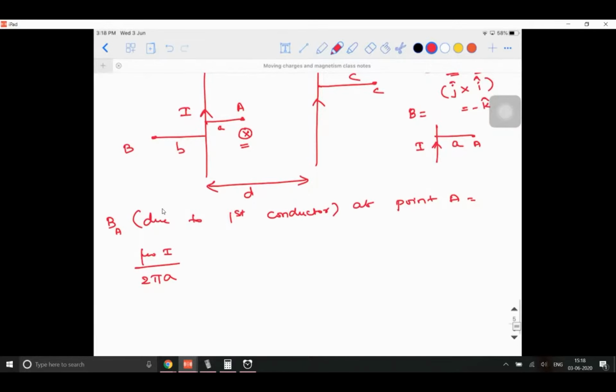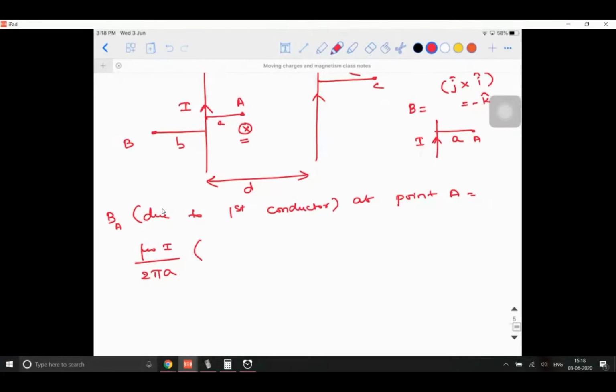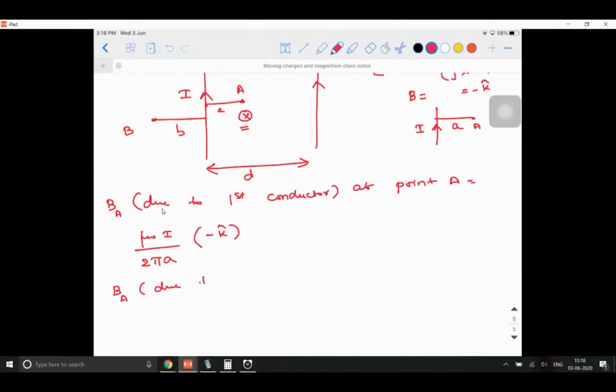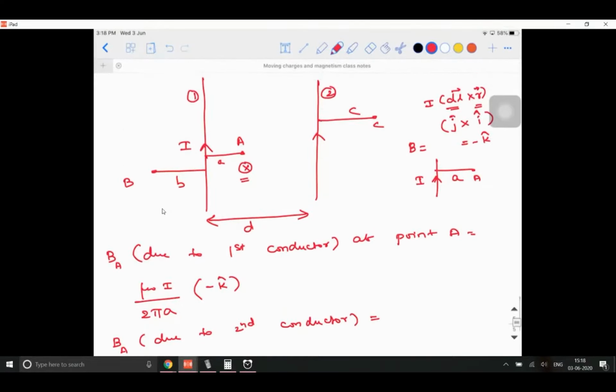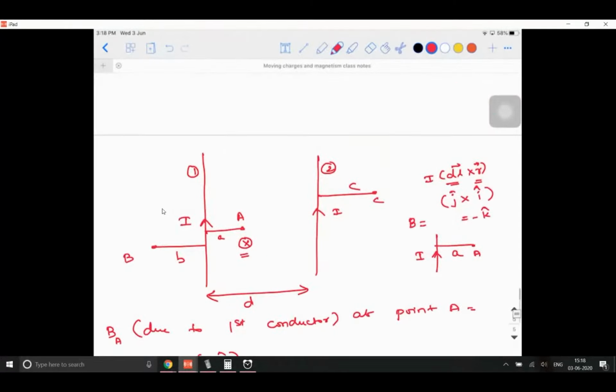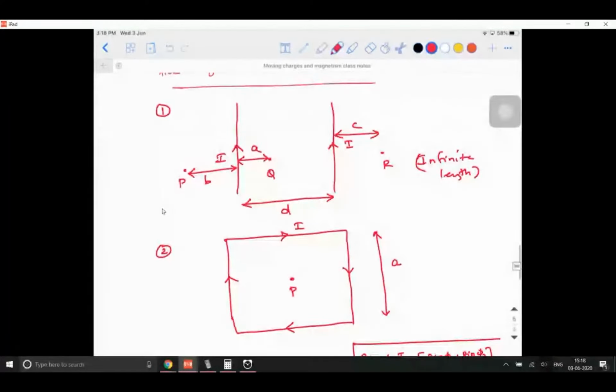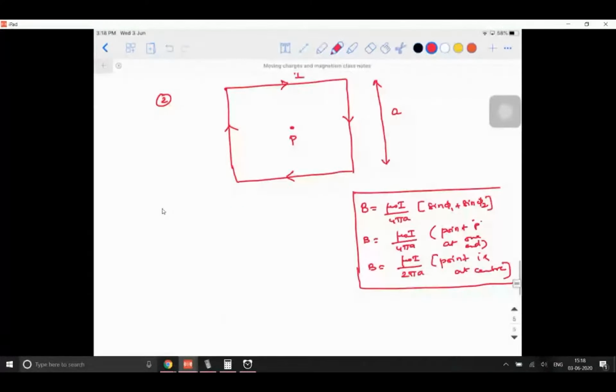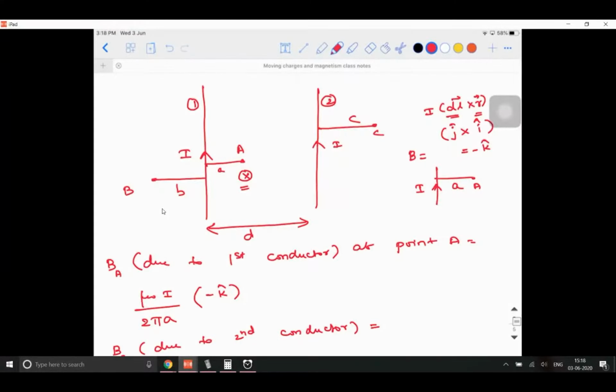Similarly, what is going to be the value of magnetic field at point A due to the second conductor? Anybody? I think the current is taken the same, both are the same currents. Same formula again, mu naught I divided by... should I write 4 pi A or 2 pi A?